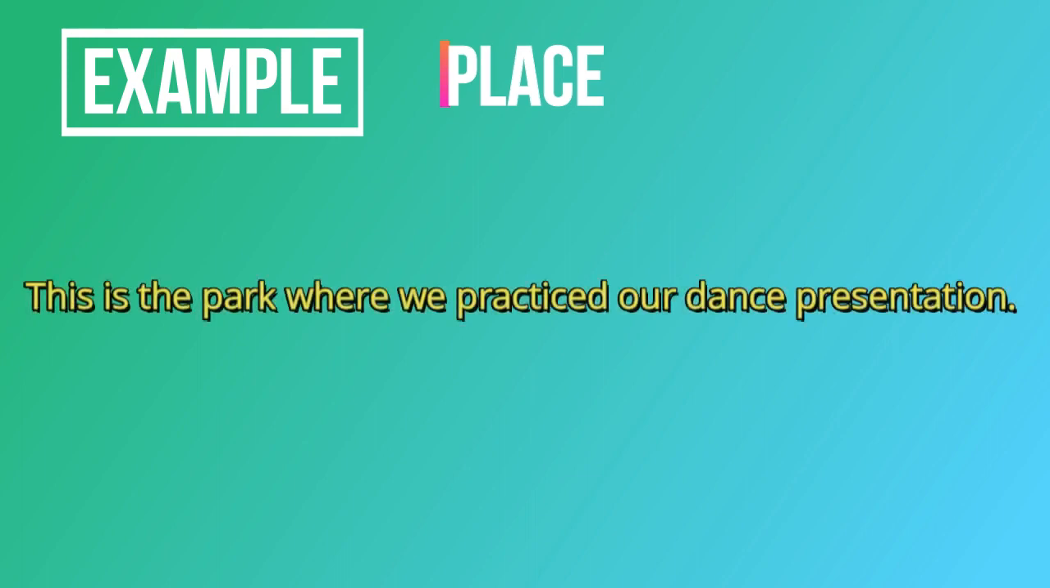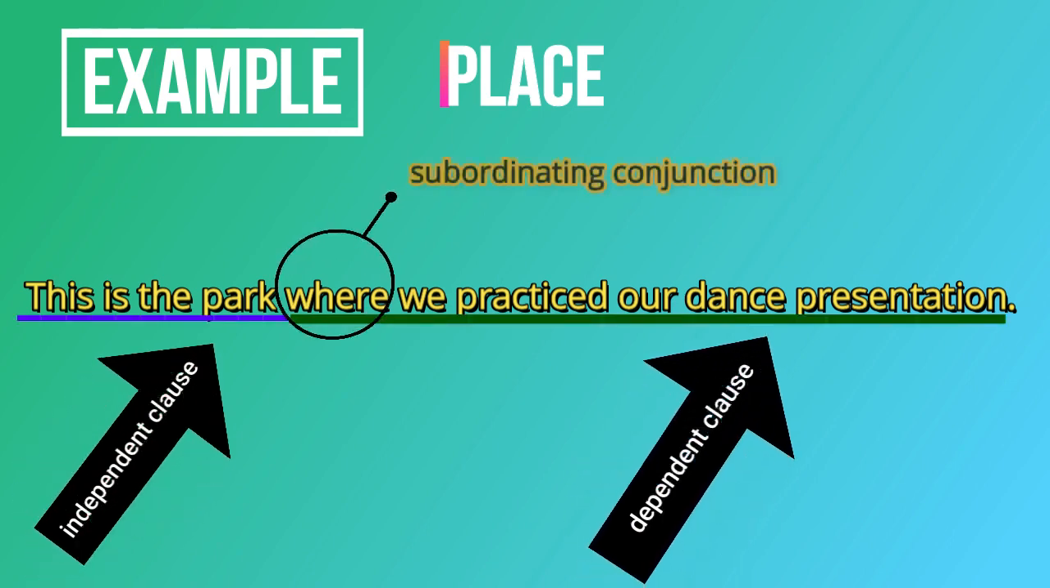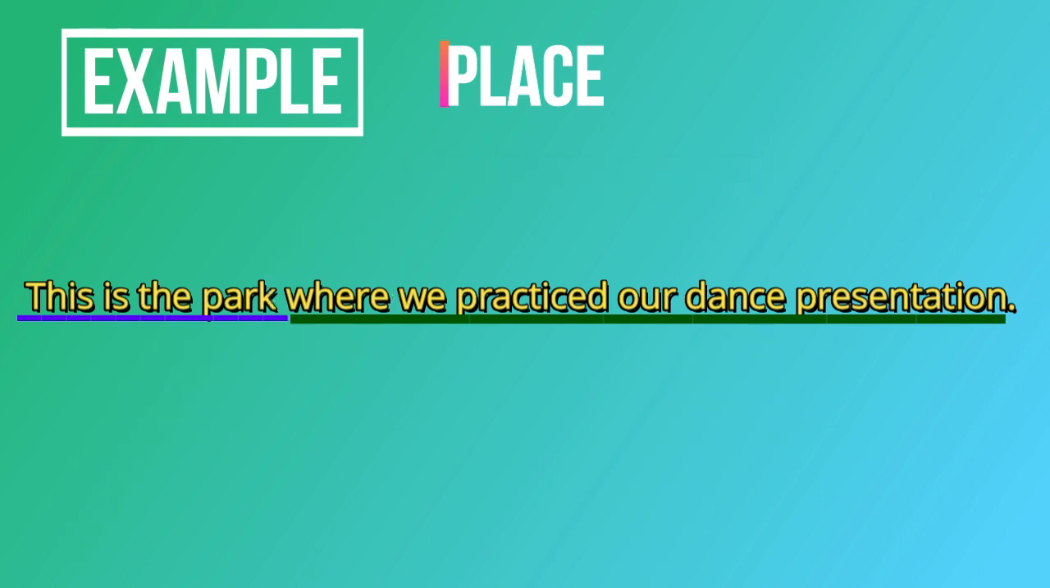And let's have our last example for place. This is the park where we practiced our dance presentation. Dito sa ating example, of course, may independent at may dependent ulit. Ang ginamit natin ay where, no? For place kasi where nga. Now, tinutukoy ng where ay yung park. Ang tawag dito ay subordinating conjunction used to express or indicate place.